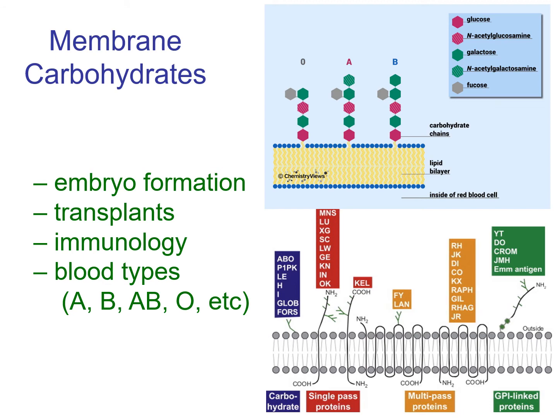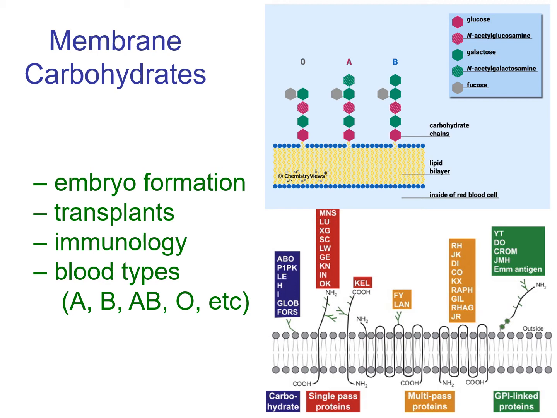We have to consider these carbohydrates when we're doing transplants, tissue or organ transplants. The carbohydrates that you have on your cells will differ from the carbohydrates that other people have, and your body may reject that tissue. It'll recognize it as being foreign. The immune system is aware of these carbohydrates, and if it comes across cells that don't share your particular pattern of carbohydrates, it may elicit a response and attack that tissue.